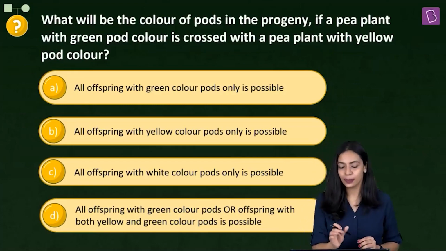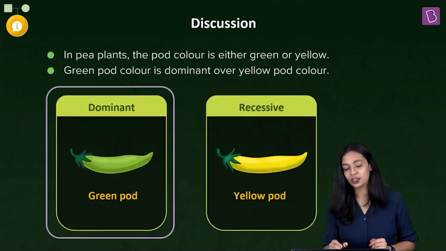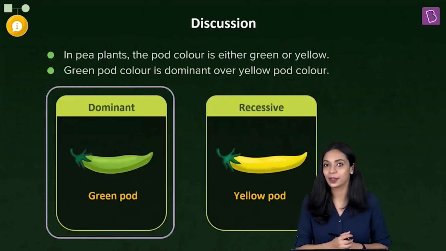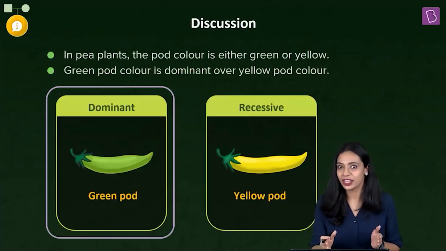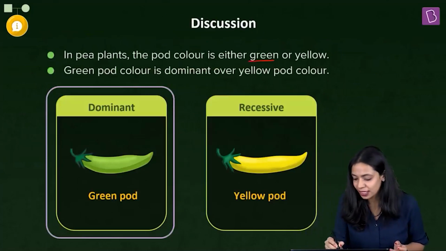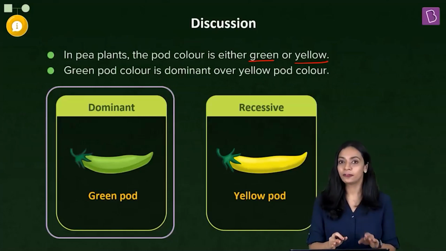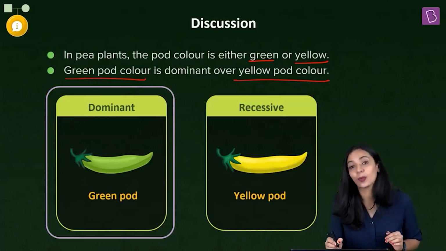So the color of the pod is one of the 7 characters that Mendel chose in pea plants for performing his hybridization experiments. There are 2 variants of pod color. Either it can be green or it can be yellow. Now, of the 2, the green pod color is dominant over the yellow pod color.